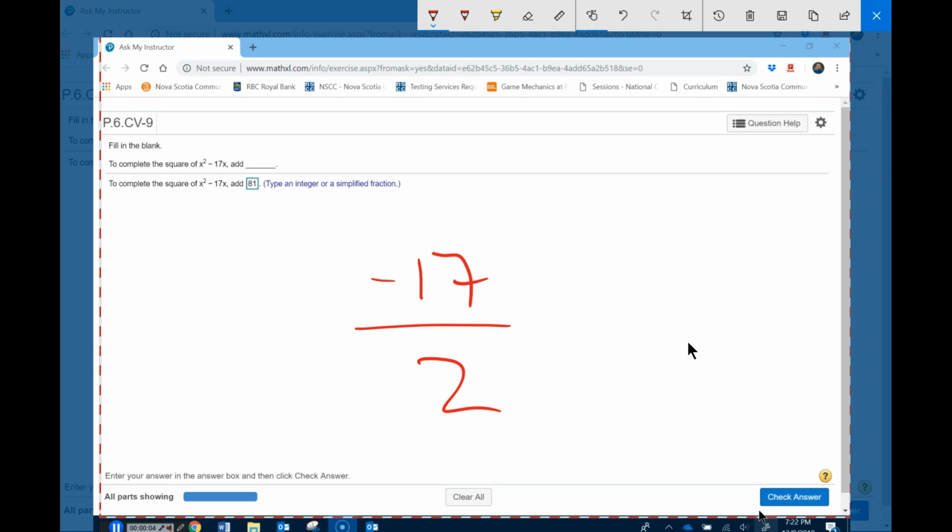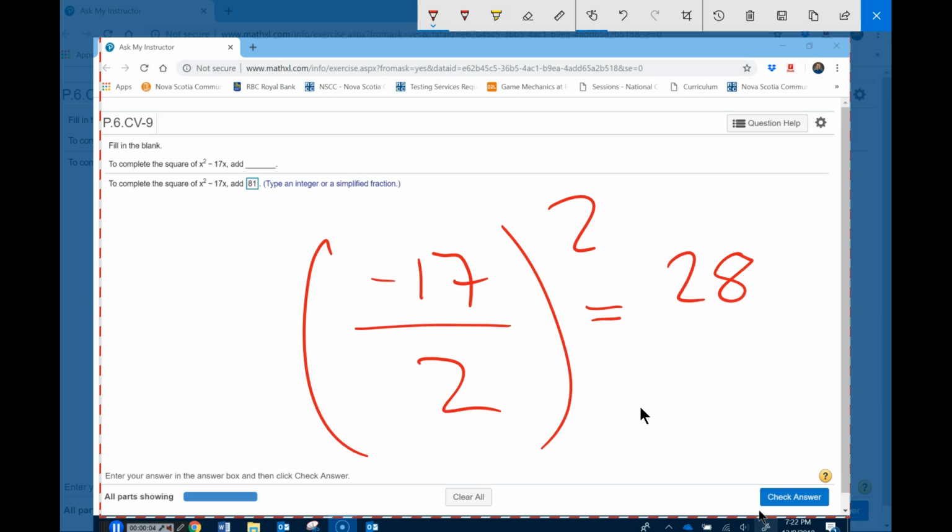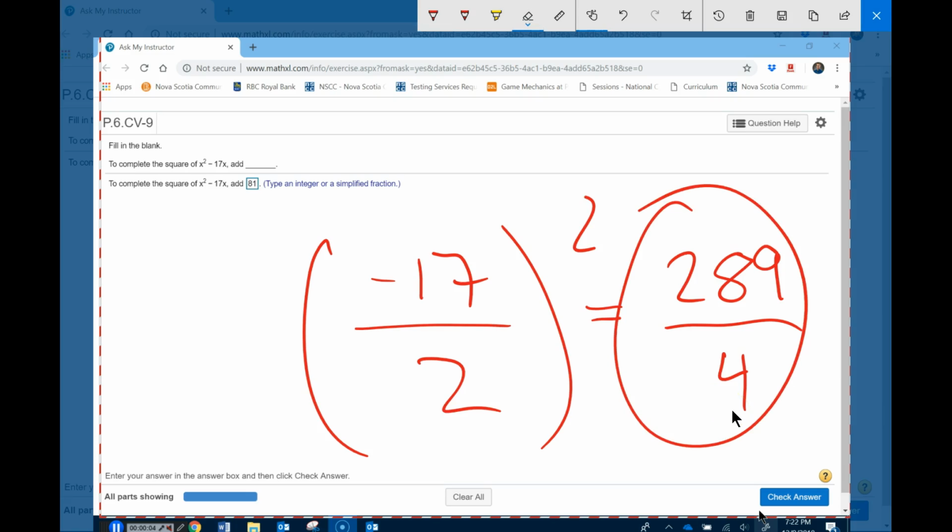In this case, it's just going to be a fraction because I don't want to mess with decimals. And then we square that quantity, whatever it is. Remember, to square a fraction, we square the numerator. So that's going to be 17 squared, which is 289. I had to calculate that out. I don't memorize that. And 2 squared is 4. So we just square the numerator, square the denominator, and that's our answer. That's it. That's all we're looking for.